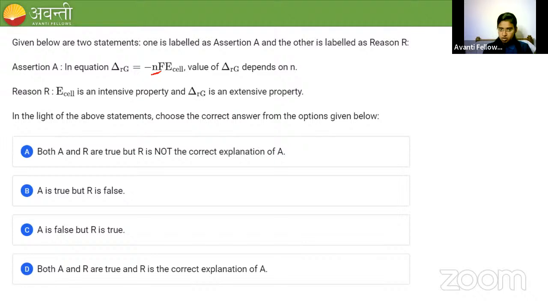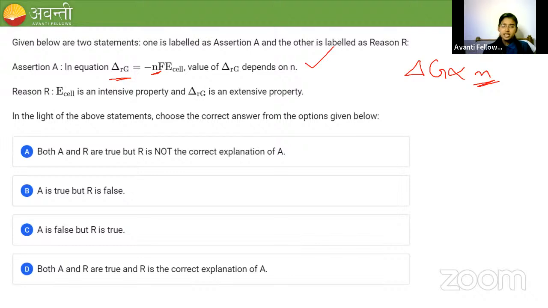Obviously, it depends on n because they are directly proportional, no? If the n value changes, if the number of electrons lost or gained changes, then obviously delta G will also change, because the number which we are going to multiply with F and E will change with respect to n. So delta G will also change. So the assertion is correct. What about the reason?